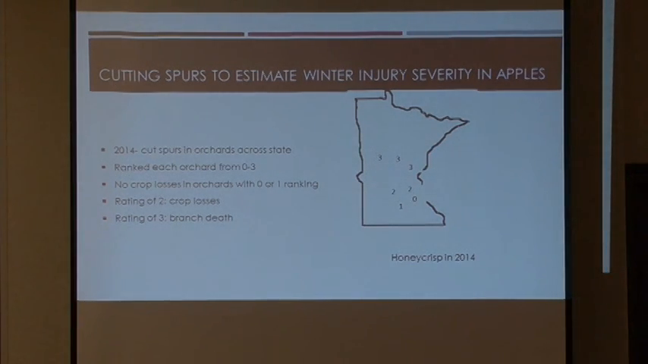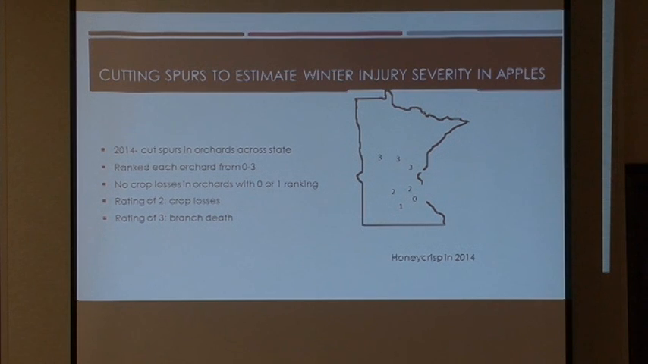So anyway, in 2014 I had a grant that helped me work on this. I've been cutting spurs for 2.5 decades, but I wanted to find out if it really means anything. So I went out to many orchards and started cutting spurs. I ranked all of the orchards on a scale of 0 to 3. 0 meant I wasn't finding any colored tissue; all the tissue was green within the spur. 3 means there were a significant number of dead spurs. Not all the spurs were dead, but it was over 50%.